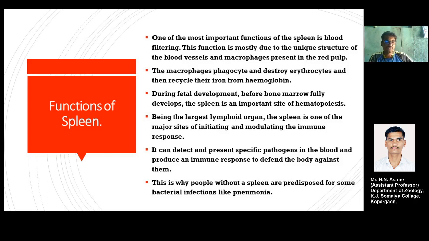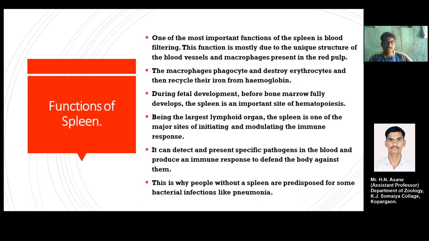So the spleen functions as an organ of blood development during fetal life, which is most important, but after birth it forms only the lymphocytes and the monocytes. So this is the most important thing: before birth, hematopoiesis occurs in the spleen. The white pulp forms the antibodies. This is also one important feature of the spleen.